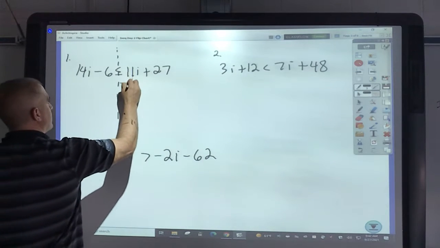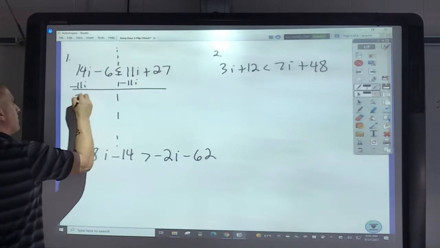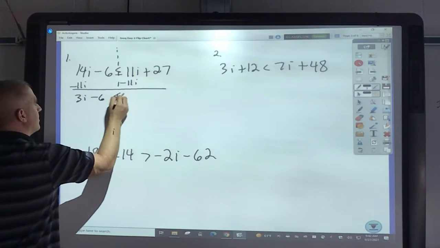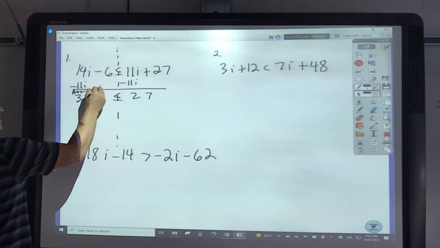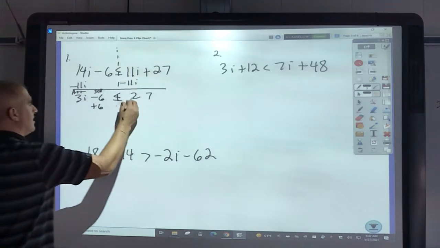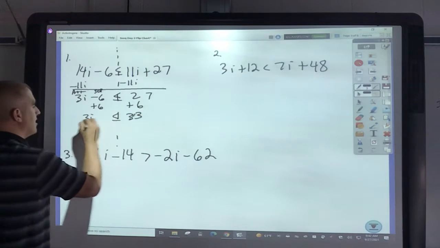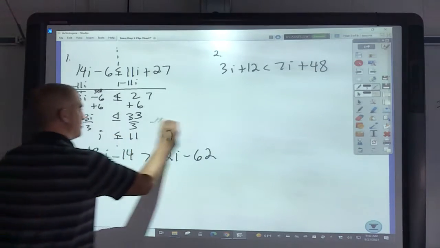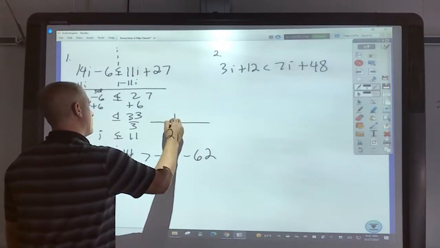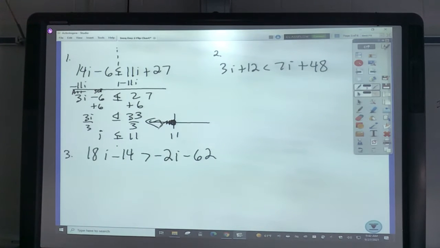So in this one, I'm going to subtract 11i and subtract 11i. I get 3i minus 6 less than or equal to 27, attached and separated. Add 6, that's 3i less than or equal to 33, divide by 3, i less than or equal to 11. Closed circle, it's not eating the 11, so I'm shaded left.